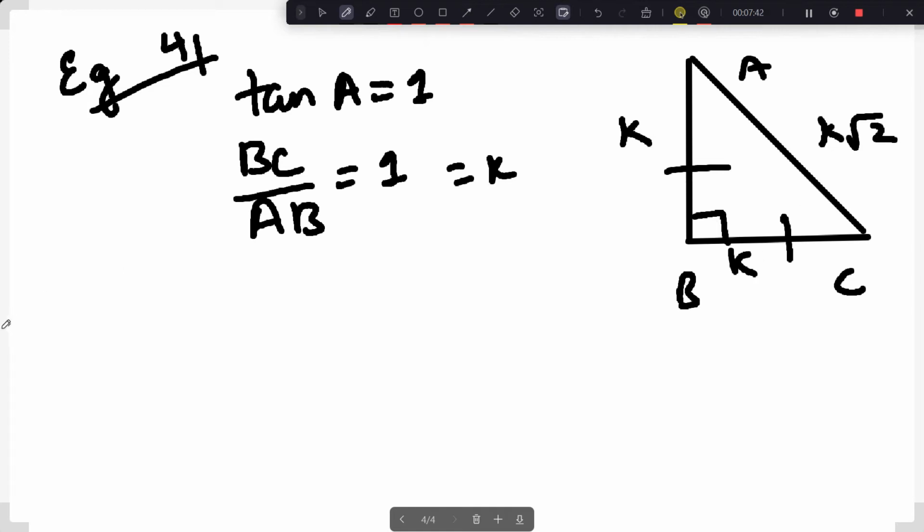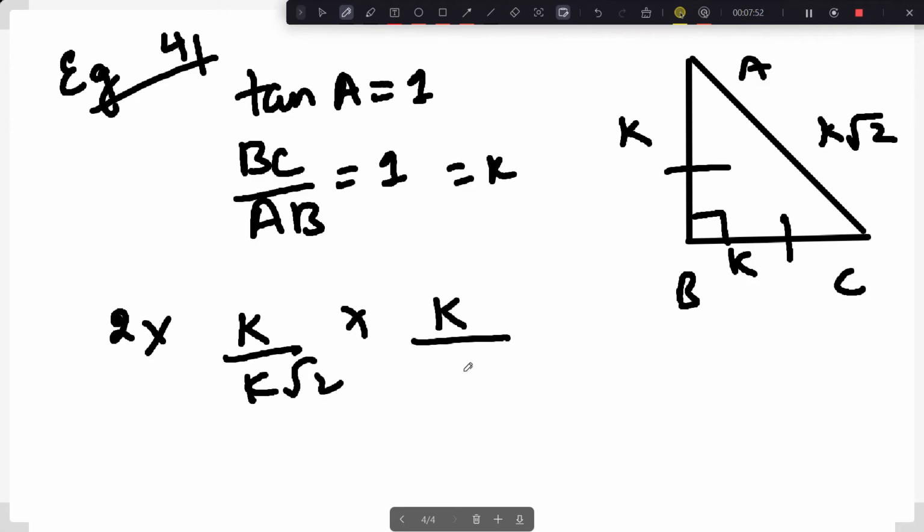2 into sin A. So what is sin A? Opposite side upon hypotenuse, into cos A. So what is cos A? Adjacent side upon hypotenuse. What is this? 1, right? This is what we had to prove.